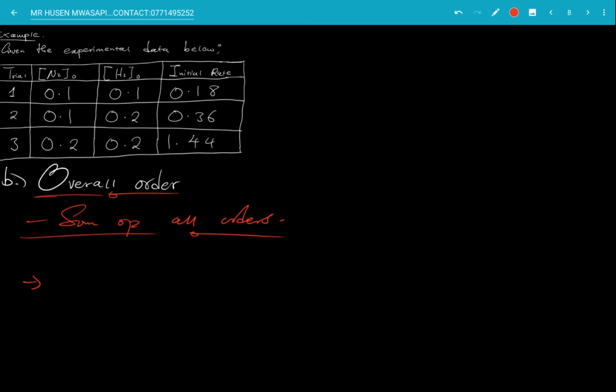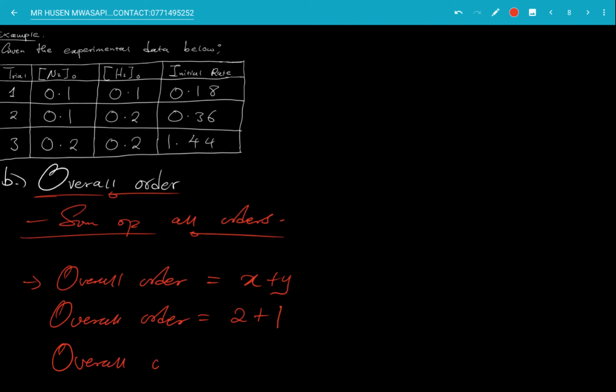So this implies that the overall order of this experiment is equal to X plus Y. So overall order is equal to the value of X, which is 2, plus the value of Y, which is 1. And the overall order will just be 3. And that's the final answer. So it's quite simple to find the overall order.